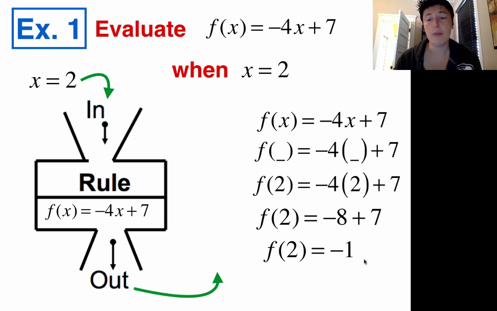And I've got my output. F of negative 2 is equal to negative 1. My output is negative 1. And so there's my solution when I evaluate.